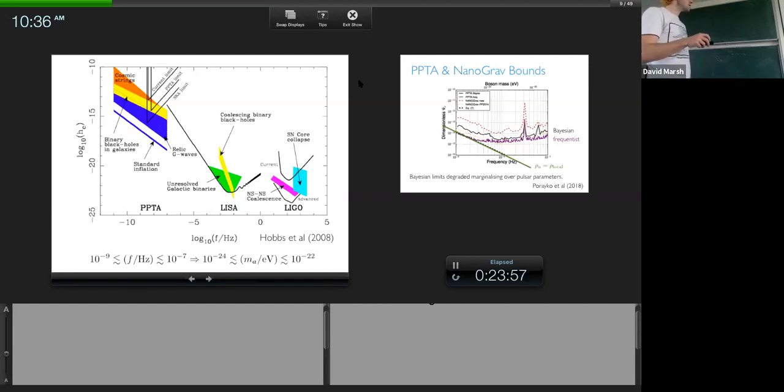You can read off the axion masses that this is going to be sensitive to. 10 to the minus 9 to 10 to the minus 7 hertz here on the x-axis translates into axion masses between 10 to the minus 24 and 10 to the minus 22 eV. So this is an interesting range for fuzzy dark matter that we couldn't probe with the CMB, that we're kind of trying to probe with all these galaxy surveys. And the question is, what kind of constraint on the axion density would you get in this regime? And this is what I'm going to show now.